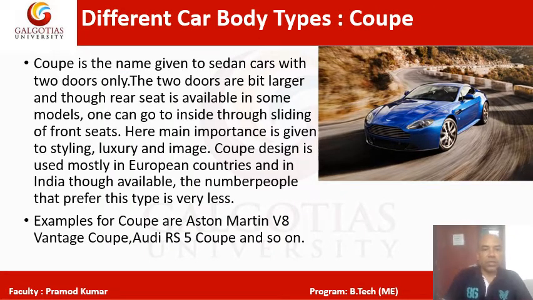So coupe is the name given to the sedan car with a sporty body. The two doors are a bit larger, and a rear seat is available in some models. One can get inside by sliding the front seats. Here the main importance is given to styling, luxury, and image. Coupe design is used mostly in European countries and is available in India though the number of people who prefer this type is very small. Examples are the Aston Martin V8 Vantage, Audi R5 Coupe, and others.